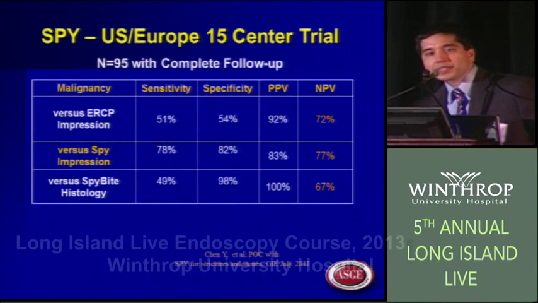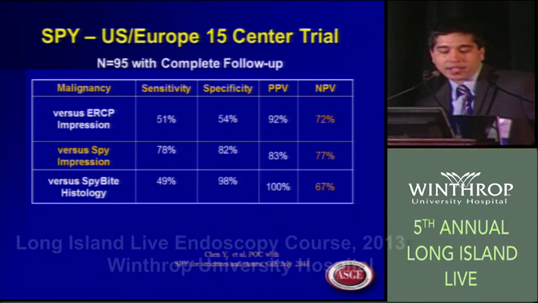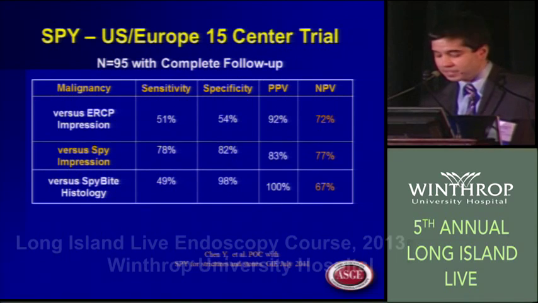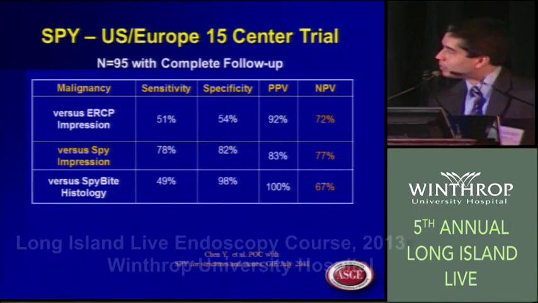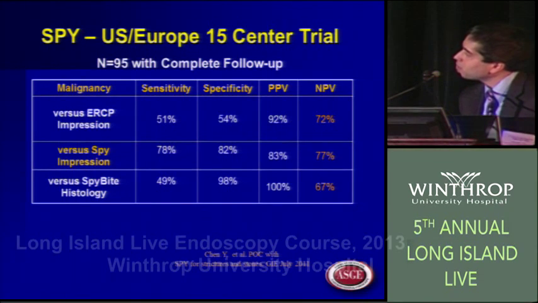And the largest trial of using SPY cholangioscopy, 15 centers, my former colleague Young Chen spearheaded that series. And they looked at the SPY impression and the sensitivity in detecting malignancy. 95 patients had complete follow-up. You see 78% sensitivity, specificity 82%. The negative predictive value is 77%.